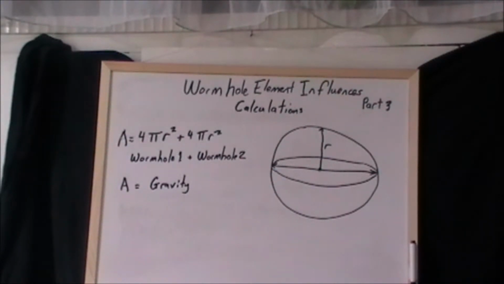So we're looking at wormhole element. When we produce the black ball, when God produces the black ball, it is a sphere shape. So the calculations are 4 pi r squared plus 4 pi r squared, which is wormhole 1 plus wormhole 2 surface area, and that equals the gravity that is influenced on the wormhole element in order to produce those two wormholes.